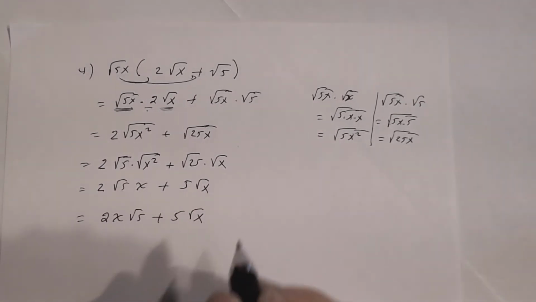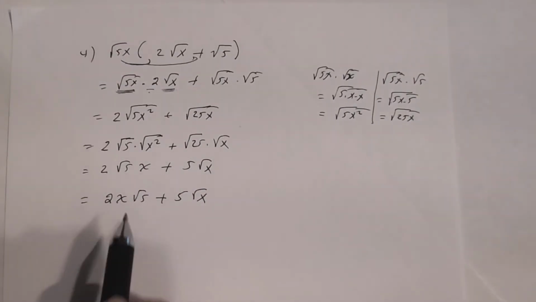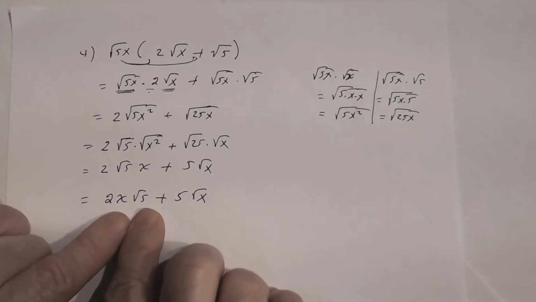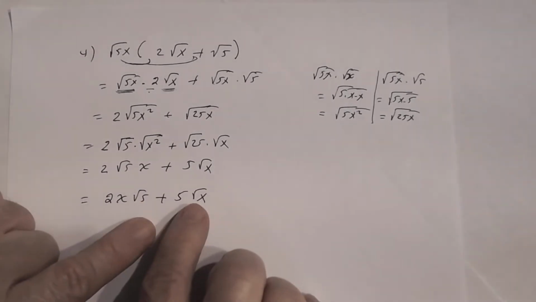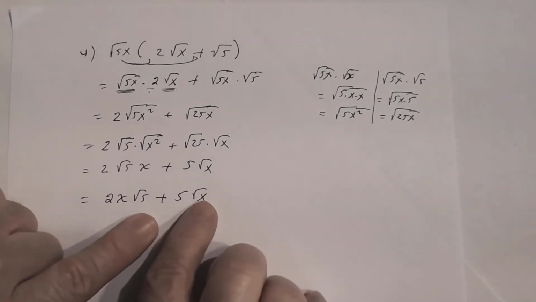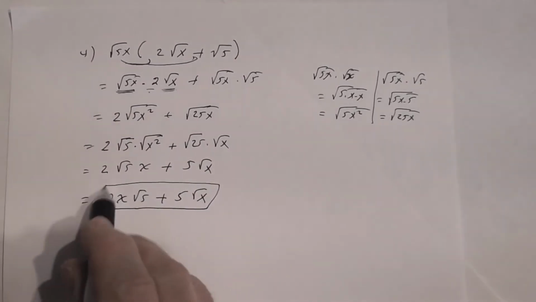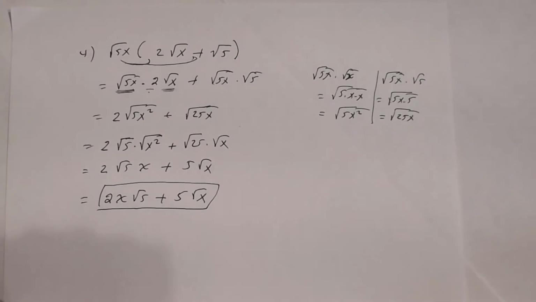Now before we go on, let me ask you, are those like terms? Are these two terms like terms? Well, let's look at the square root first. This is square root of 5. This is square root of x. Are the radicands the same? No. So right away you say you cannot combine them. So that's your answer. Okay?